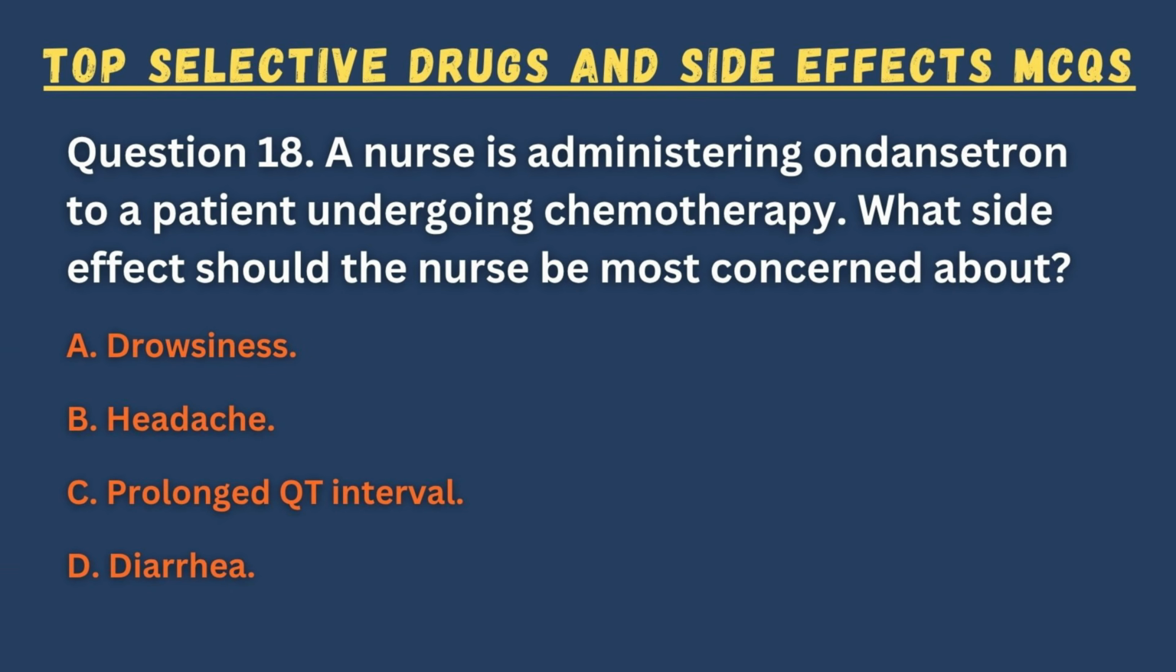Question 18. A nurse is administering ondansetron to a patient undergoing chemotherapy. What side effect should the nurse be most concerned about? A. Drowsiness. B. Headache. C. Prolonged QT interval. D. Diarrhea.